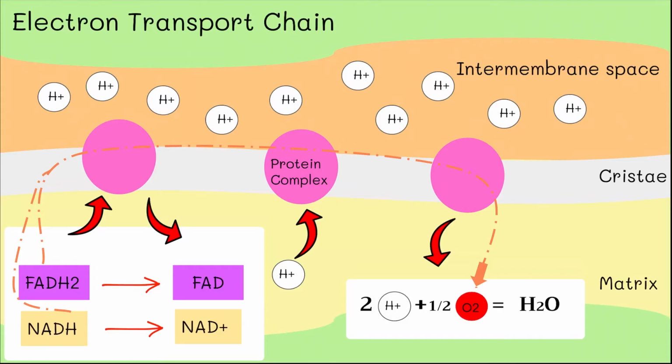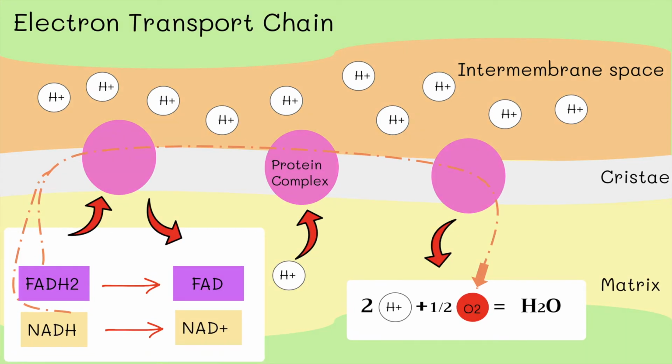First step, FADH2 and NADH from the previous processes come into the electron transport chain. FADH2 and NADH are oxidized, so FADH2 is oxidized to FAD and NADH is oxidized to NAD+. Both of them leave the hydrogen ions inside the matrix. The high energy electrons of NADH and FADH2 release energy as they pass through the electron transport chain.